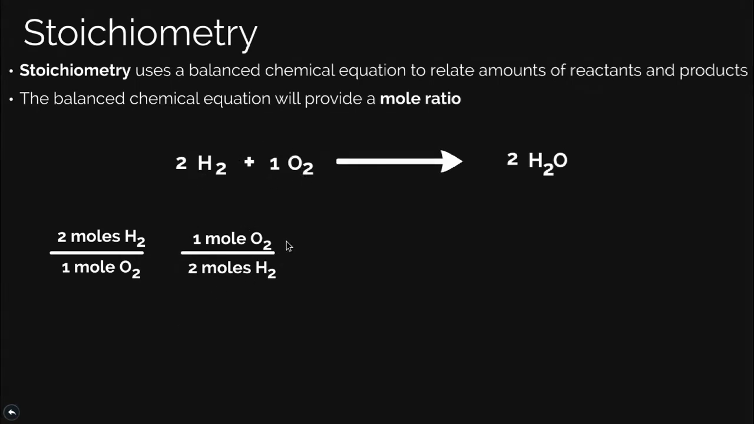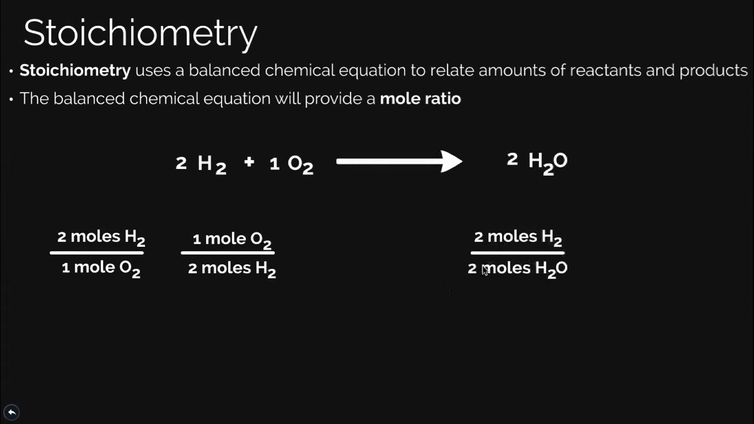But you can also compare products and products, or you can compare reactants and products across the chemical reaction. In this case, we're still sticking with 2 moles of hydrogen gas, and we compare it to the 2 moles of water that we're making as a product. Again, you just set it up in the same way as a proportion.